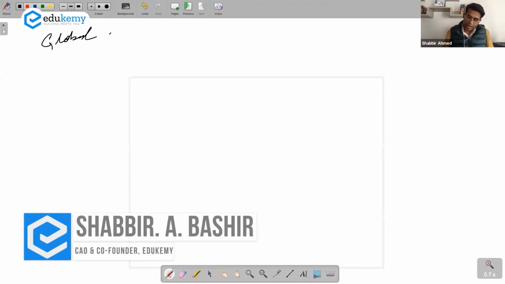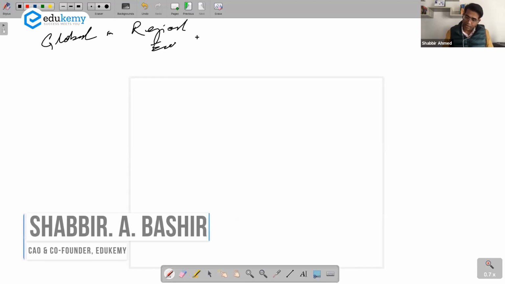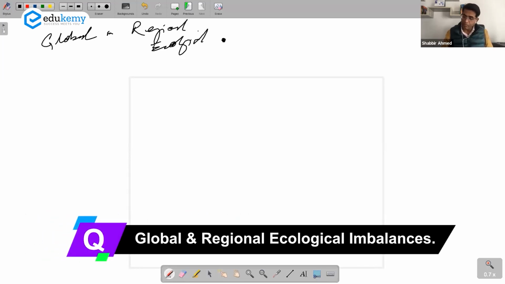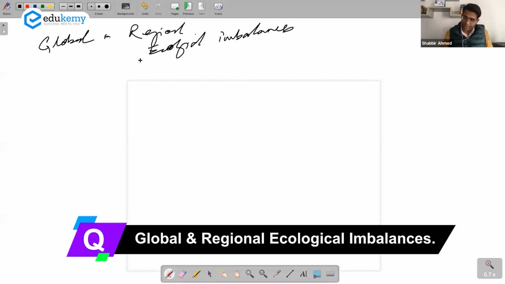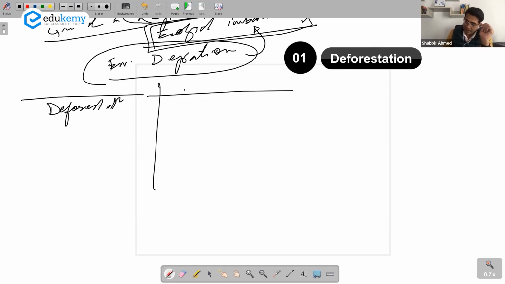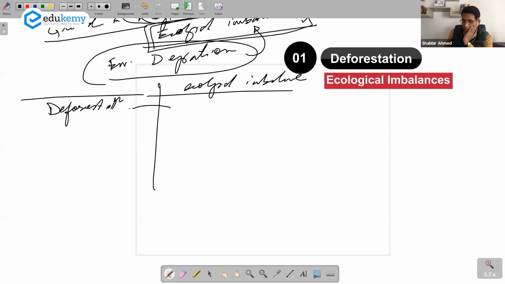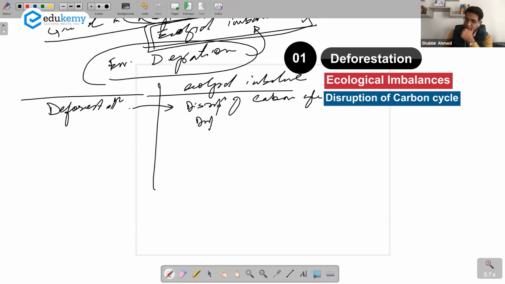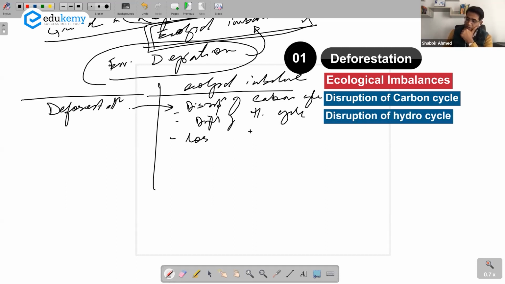Global and regional ecological imbalances. This is a topic from your Paper 1, Unit 5. Deforestation. When I say deforestation, what is the ecological imbalance? Ecological imbalance is disruption of the carbon cycle, disruption of the hydrological cycle, and also loss of habitat.